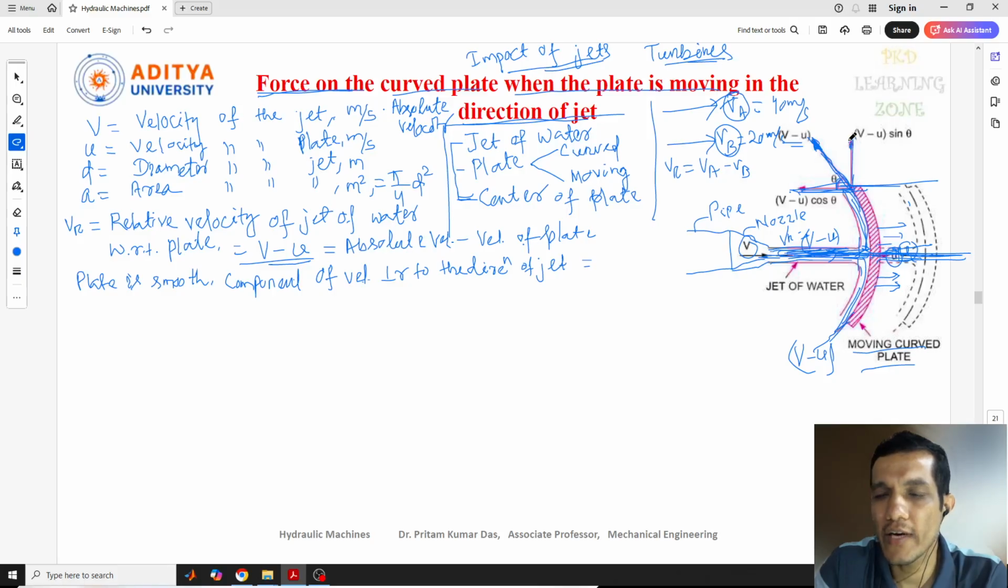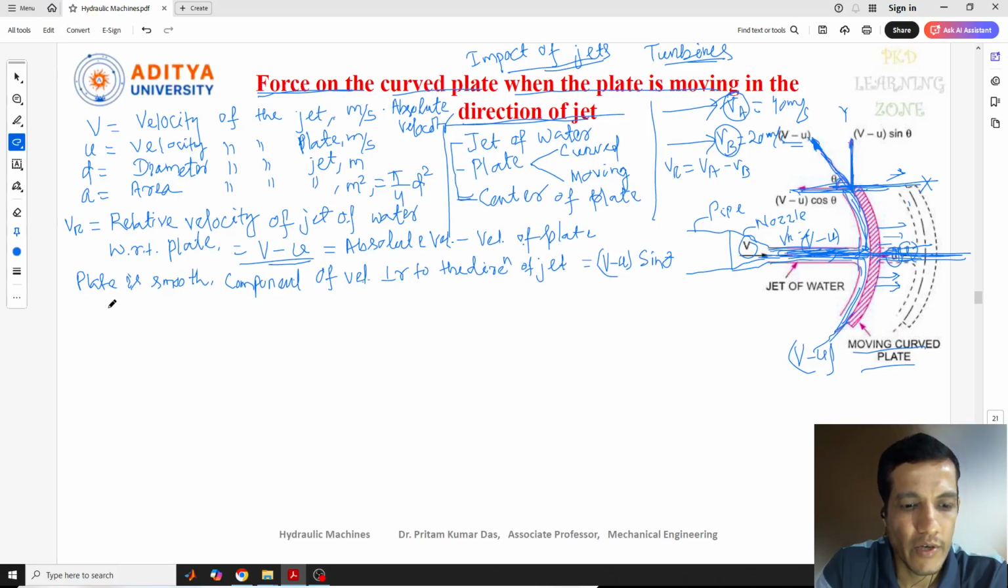One is the x component, another one is the y component. So this is the x component and this is the y component. Now, the component of velocity perpendicular to the direction of the jet — this is the direction of the jet, so perpendicular to this one means y. Here the velocity is v sine theta, where v is v minus u, so this is (v minus u) sine theta.